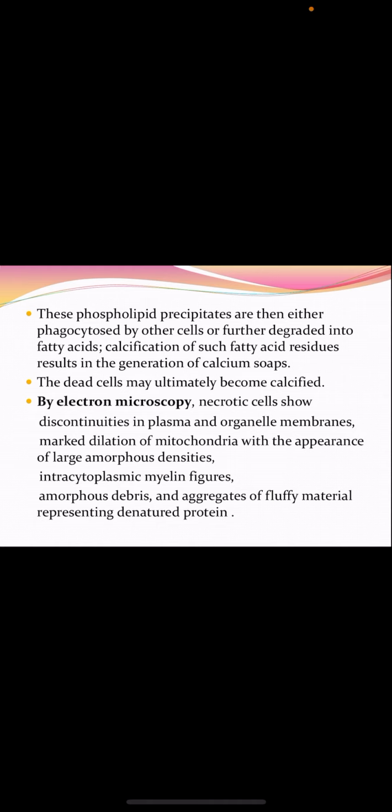Now you should know about the electron microscopic features of necrosis. Necrotic cells show discontinuity in plasma and organelle membranes. There is marked dilatation of mitochondria with appearance of large amorphous densities. There are intracytoplasmic myelin figures, amorphous debris, and aggregates of fluffy material representing denatured protein.